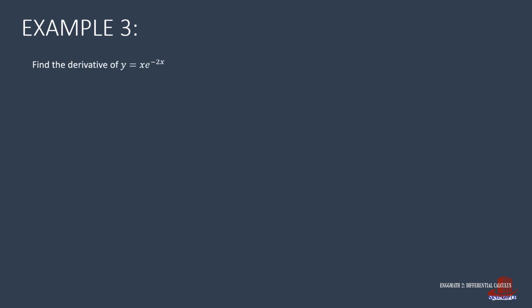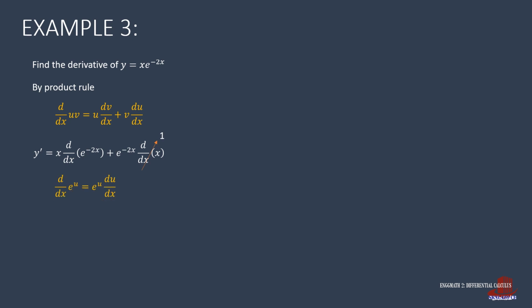The next example to differentiate is y is equal to x times e raised to negative 2x. With two terms in the expression, we use product rule. So y prime is x times the derivative of the second term, e raised to negative 2x, plus the second term multiplied by the derivative of the first term x. The derivative of the first term is 1, but the derivative of the second term will employ the exponential function, so we needed to find u and its prime.